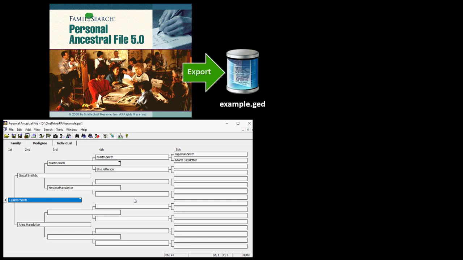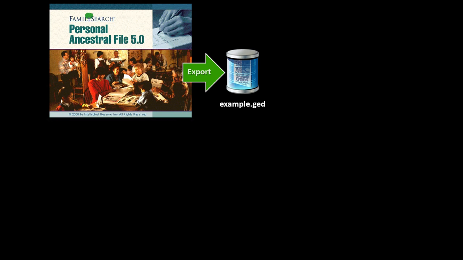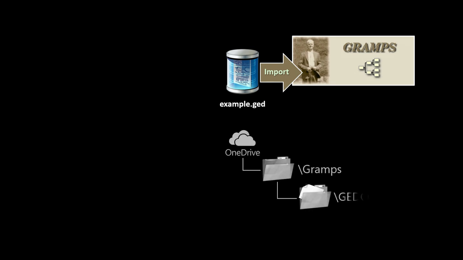We now have a GEDCOM file that can be imported into GRAMPS. It's good to note the location of this newly created GEDCOM file for the next steps. In this scenario, it is in the nested file folders, OneDrive, GRAMPS, GEDCOM.